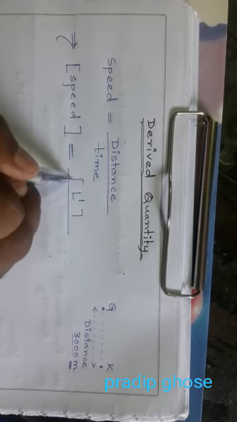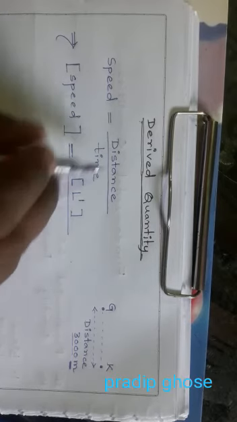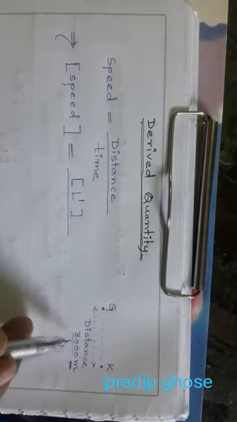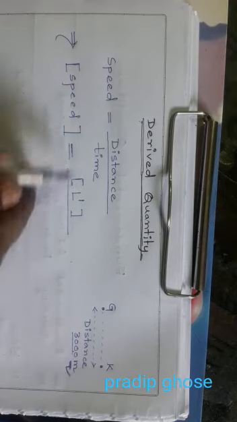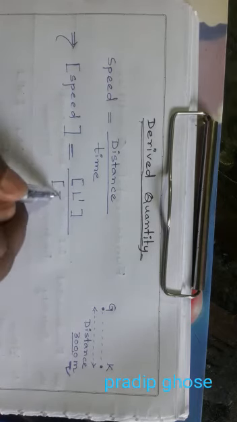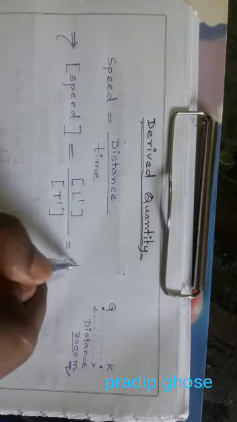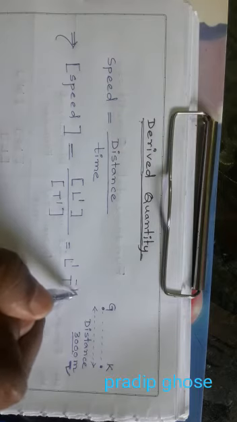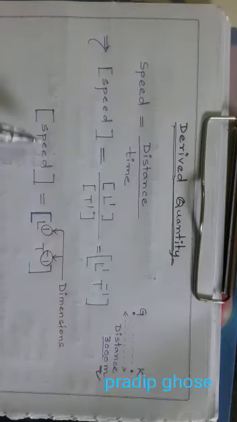You don't write D for distance. Understood? Just go to the unit. How do we measure distance? In terms of meter, and meter is a unit of length, so L1. For time we write T1. So what is the dimension of speed? This is L1 and T minus 1. So the dimensional formula for speed is L1 T minus 1.